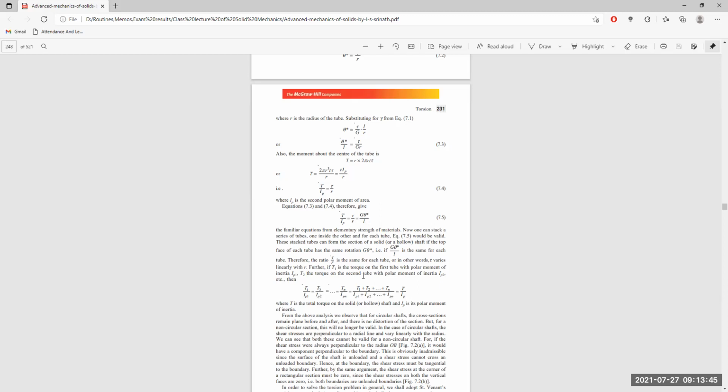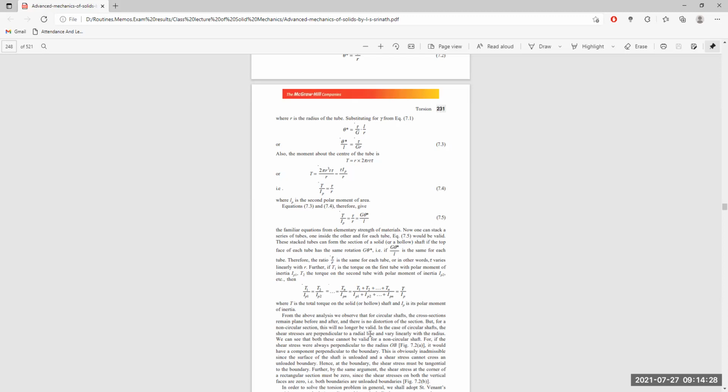If T1 is the torque on the first tube and polar inertia IP1, T2 is the torque on the second with polar inertia IP2, then we can write this equation: T1 by IP1 is equal to T2 by IP2 is equal to T3 by IP3, which is equal to Tn by IPn. All are equal to T1 plus T2 plus T3 up to Tn, divided by IP1 plus IP2 up to IPn. All are equal to total torque T divided by total polar moment of inertia, where T is the total torque and IP is the polar moment of inertia of the full solid shaft itself.